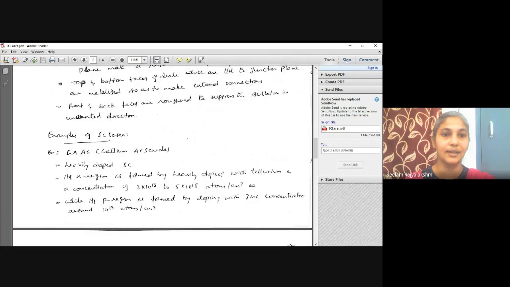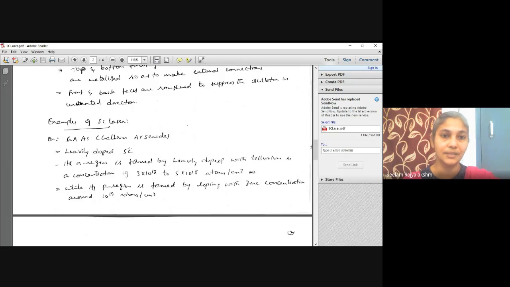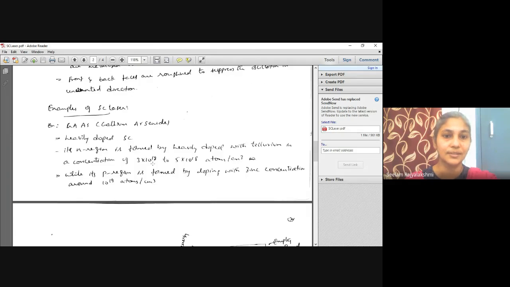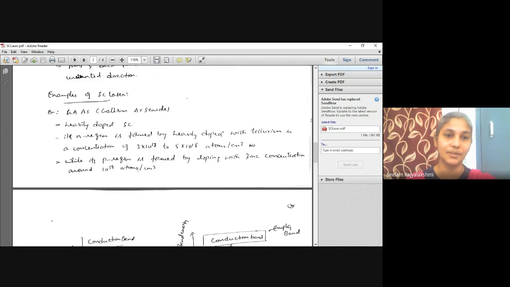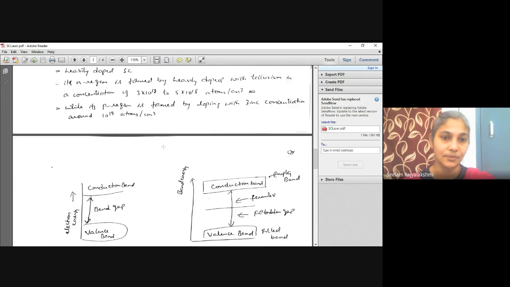Now what are the examples of semiconductor lasers? Gallium arsenide, which is a heavily doped semiconductor, and its N region is formed by heavy doping with tellurium in a concentration of 3 into 10 power 18 to 5 into 10 power 18 atoms per cubic centimeter, while the P region is formed by doping with zinc at a concentration of around 10 power 19 atoms per cubic centimeter. That means for the semiconductor laser, we have chosen gallium arsenide.